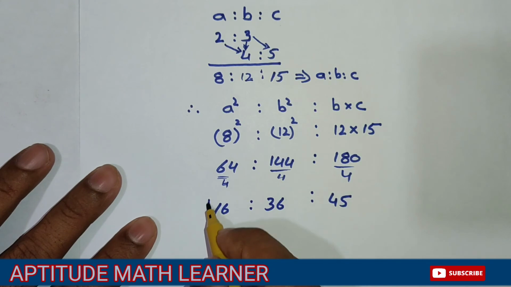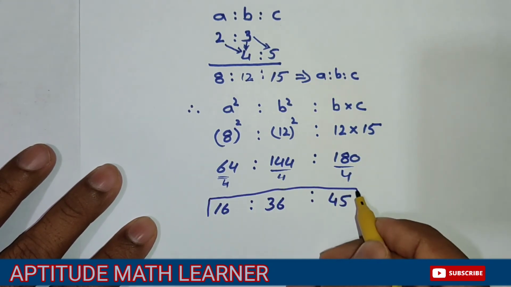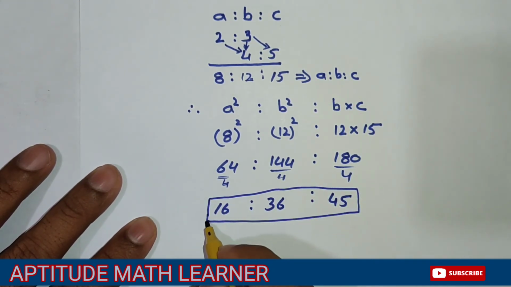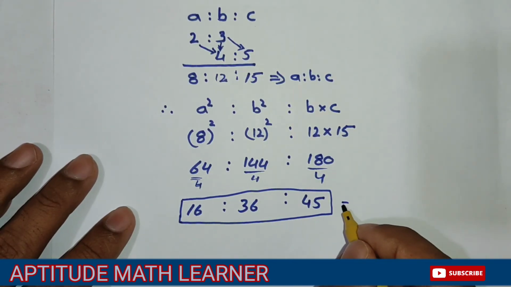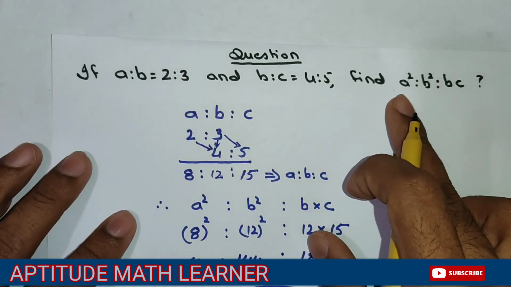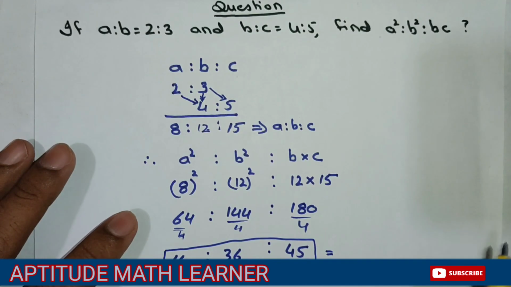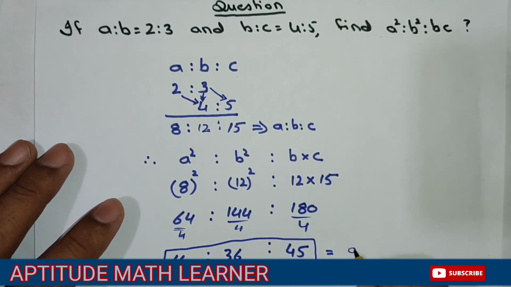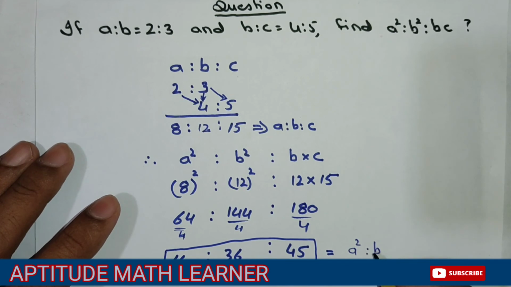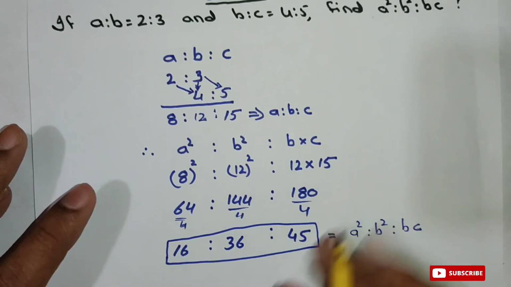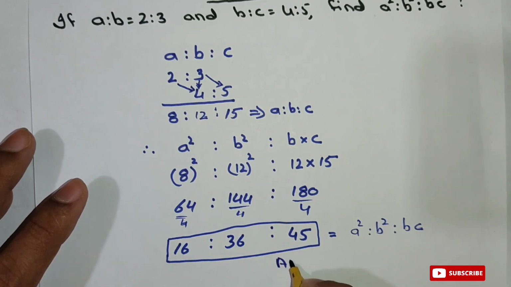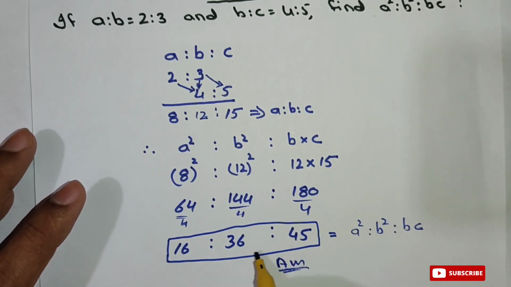So these ratios, 16 ratio 36 ratio 45, are the values for A square, B square and B is to C. So A square ratio B square ratio B is to C, these values are our answer.